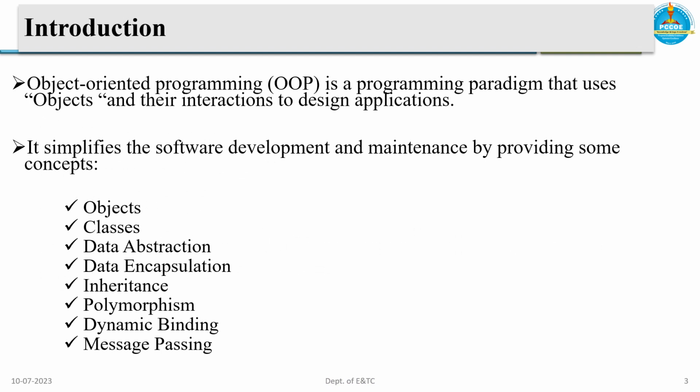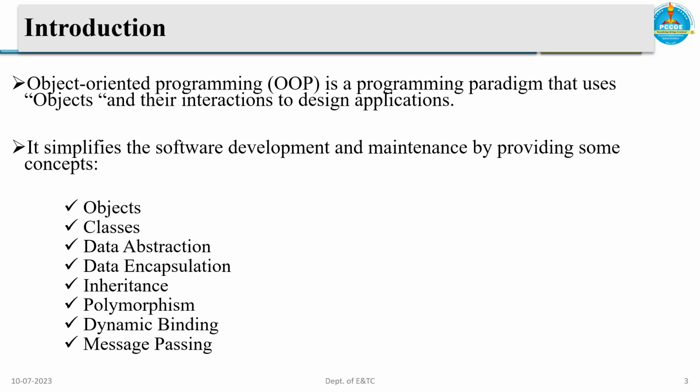Object-oriented programming is a programming paradigm that uses objects and their interaction to design applications. In object-oriented programming, instead of a program, we have to write the class. And class is divided into two parts: data fields and methods. And from that class, we have to create the objects, or we can say runtime entities.